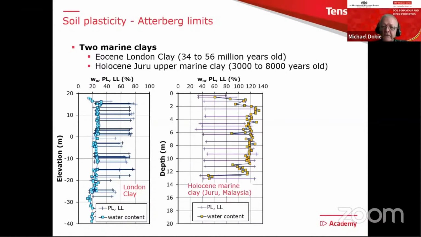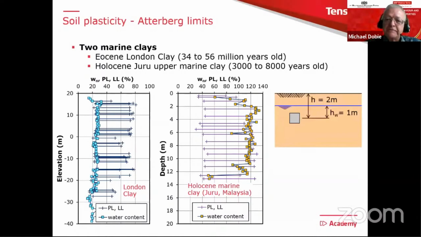If I now compare that to the actual profile we saw earlier on, but this is a Holocene marine clay from Malaysia, then you can see now that the water content is plotting right over by the liquid limit. So these are clearly two clays that are going to behave very differently, but they are both marine clays. And as it says at the top there, the difference is the London clay is extremely old and has a lot of stress history, whereas the Holocene Giroux upper marine clay is very young, and the stress history is quite simple.